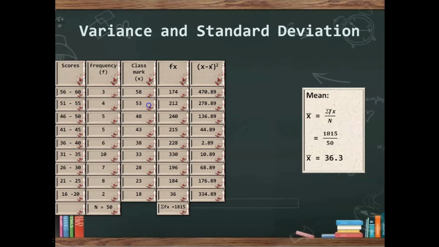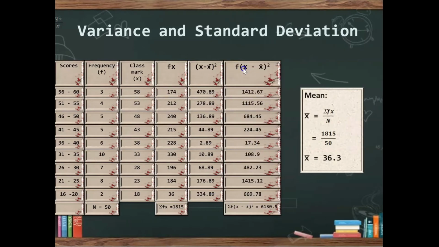53 minus 36.3 squared is equal to 278.89. 48 minus 36.3 squared is equal to 136.89. 43 minus 36.3 squared is 44.89. Then solve it until you get all the values.